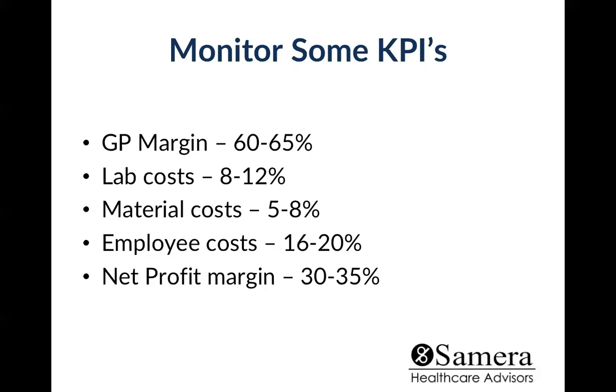Lab costs are around 8 to 12%. Materials are around 5 to 8%. Employee costs are between 16 and 20%. And the net profit margin of a typical practice is around 30 to 35%.